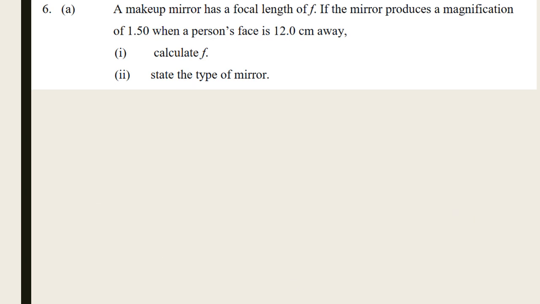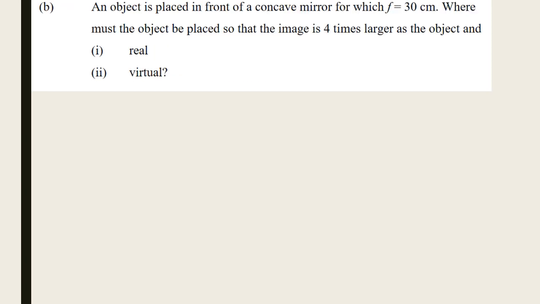Let's now continue to part B. An object is placed in front of a concave mirror for which f is equal to 30 cm. So concave mirror, f equals 30 cm, where must the object be placed so that the image is 4 times larger? These are all the information given in the question.